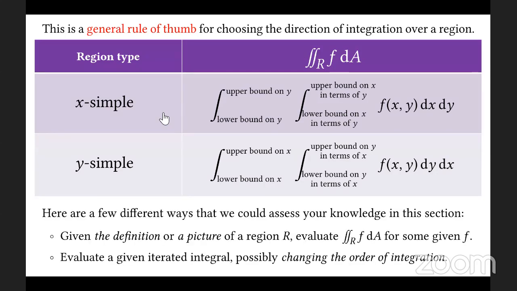So here are a couple ways that we could assess your knowledge of this section. We could give you a region either as a definition, written out in set builder notation, or we could give you a picture of some region and ask you to evaluate the integral of f over that region for some f. Or we could ask you to evaluate some given iterated integral, and maybe it's not possible to integrate it unless you change the order of integration. So those are two possible ways.